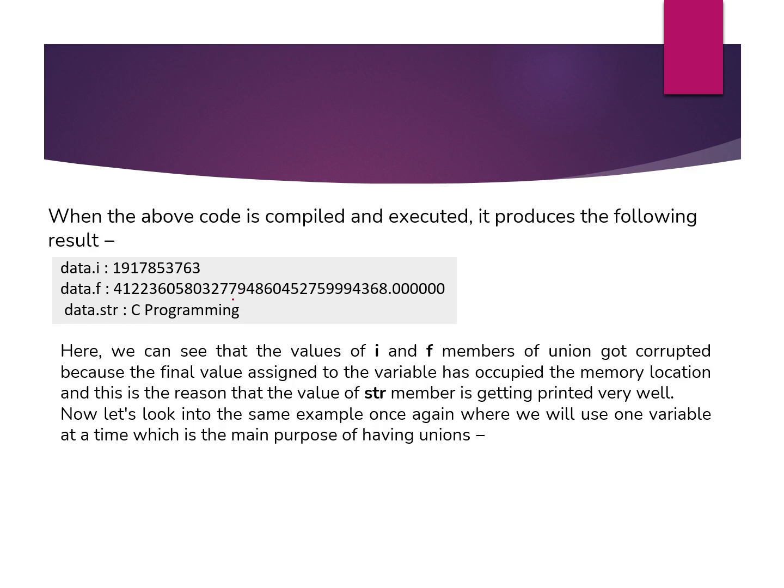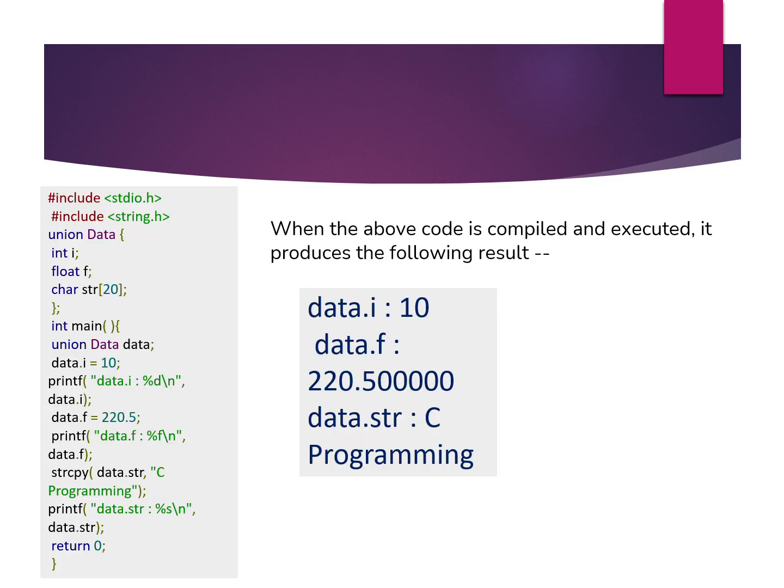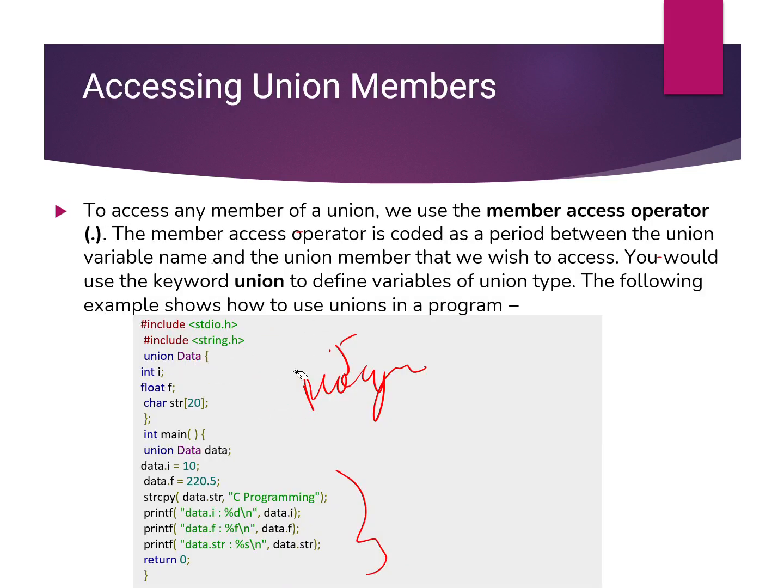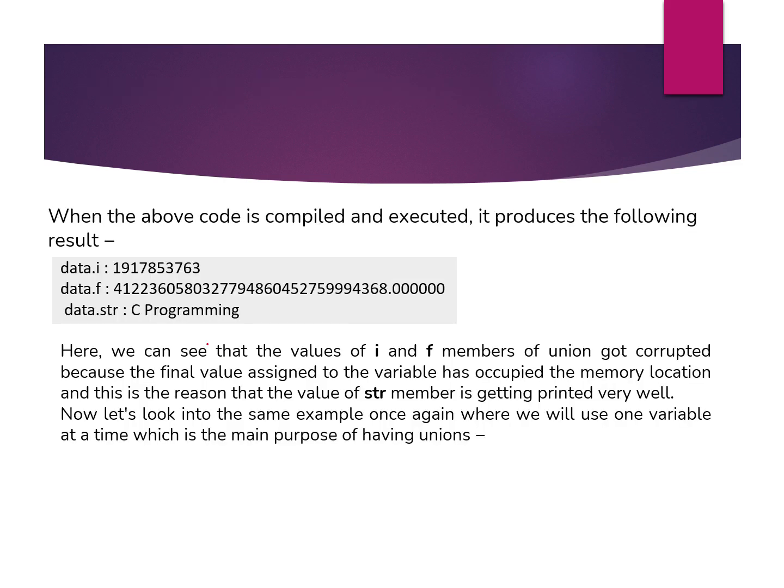Now let's look into an example once again, where we use one variable at a time, which is the purpose of having a union. Here we used it like a structure. We tried to access all the variables at the same time and display them. We initialized the value of the integer, the float, and the string. In the output, you can see two values got corrupted and only the third one was shown. Why? Because that was the last value that was initialized.